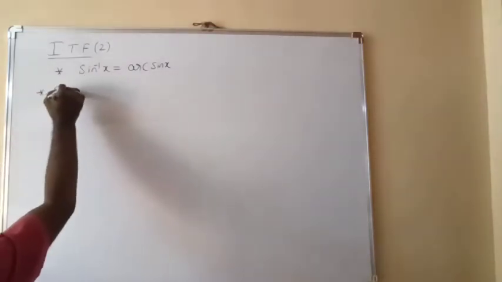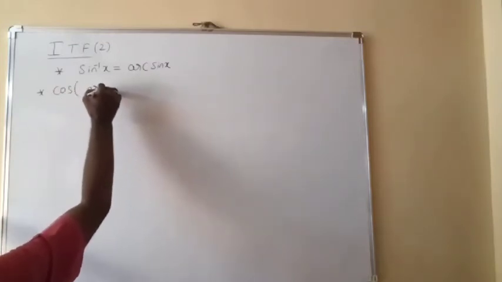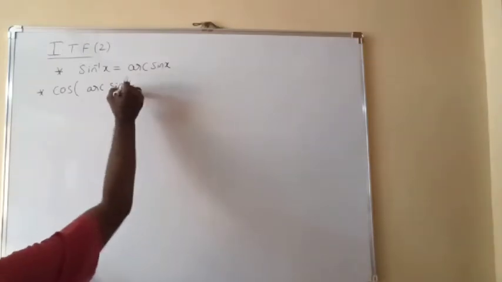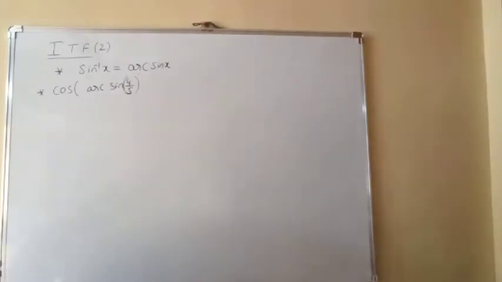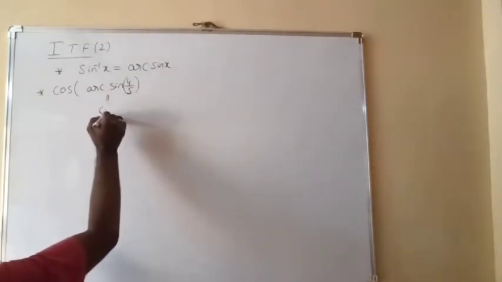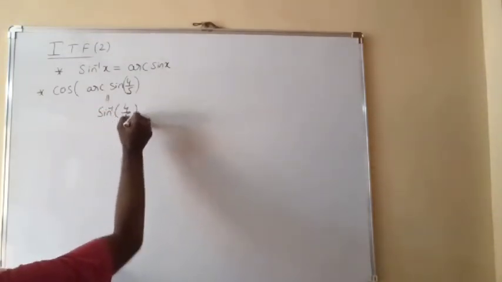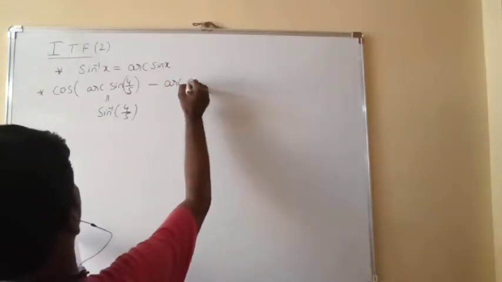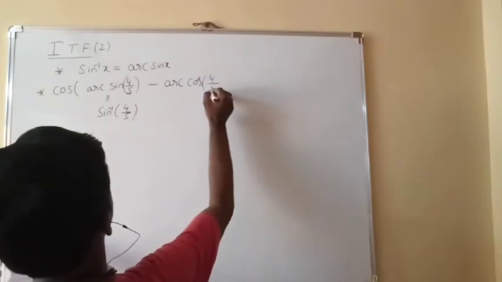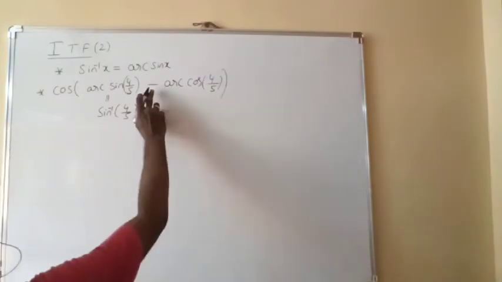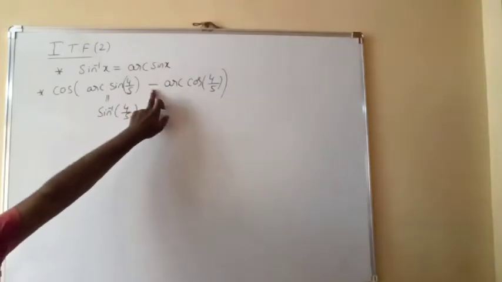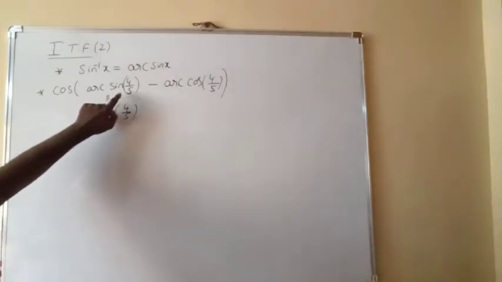It is given cos of arc sine 4 by 5, that means sine inverse 4 by 5, minus arc cos of 4 by 5. Don't get confused. Remember, it is not plus. If it were plus, it would look like sine inverse x plus cos inverse x equals pi by 2, so cos of pi by 2 is 0. But here it is minus, so this angle is different, and that angle is different.